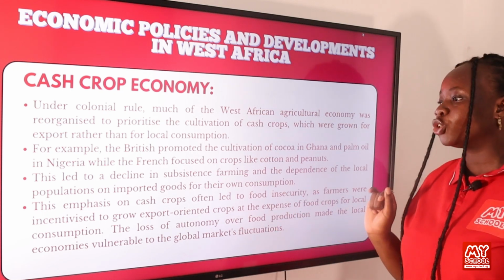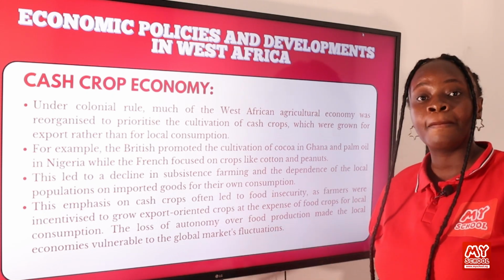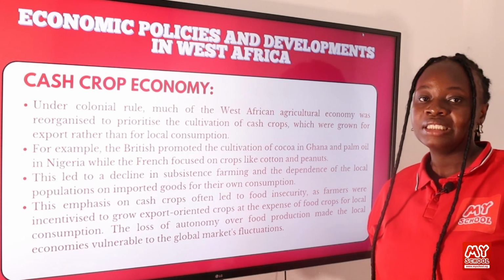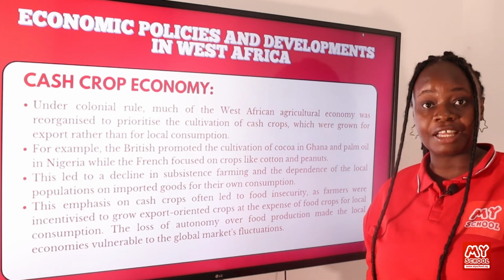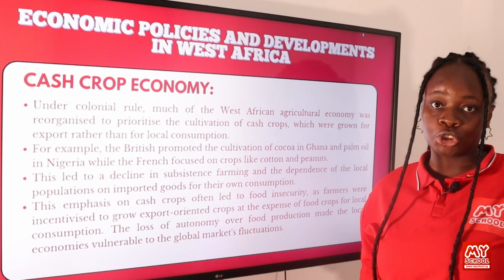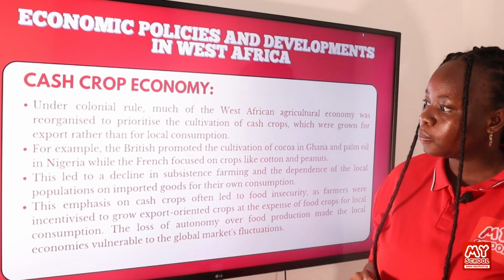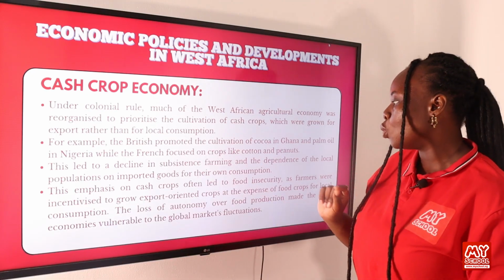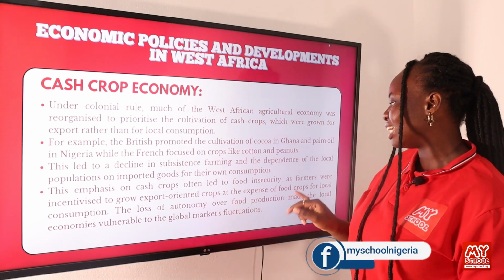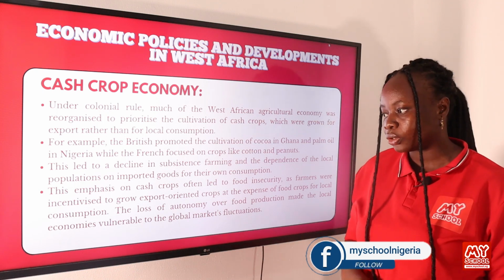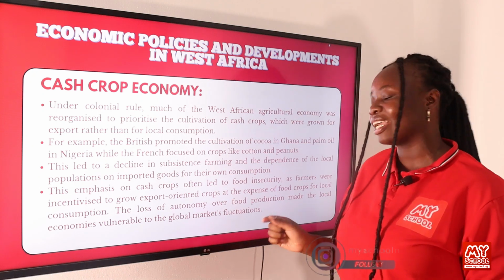So there was now the dependence of the local population on imported goods for their own consumption. They were no longer producing those things that they needed to feed. They were now importing food for local consumption. As a result of that, there is kind of a deficit, because you might be exporting some products, but you're importing a lot of products for feeding the entire population. The emphasis on cash crops often led to food insecurity, as farmers were incentivized to grow export-oriented crops at the expense of food crops for local consumption. And this loss of autonomy over food production made the local economies vulnerable to global market fluctuation.